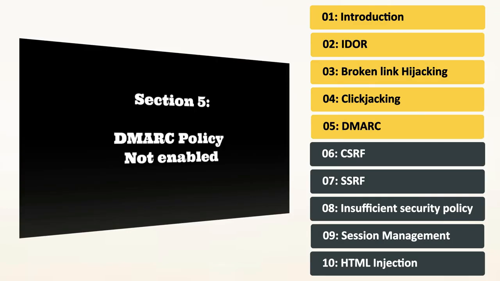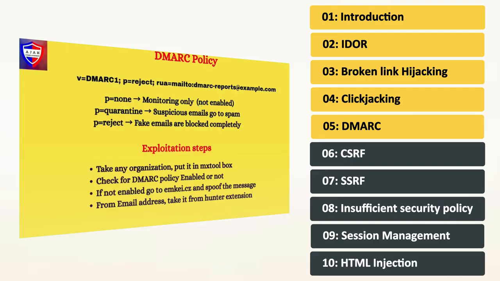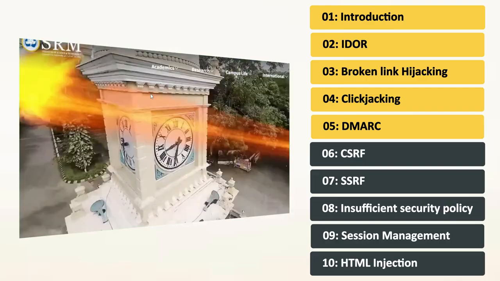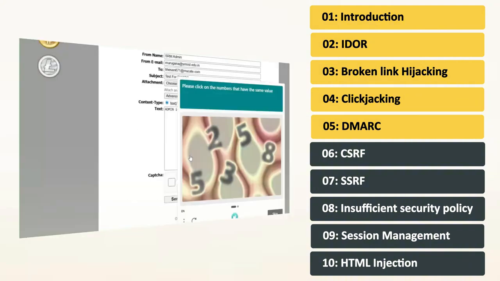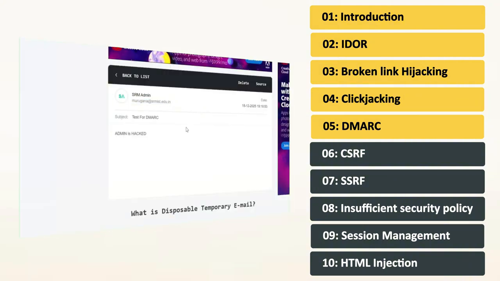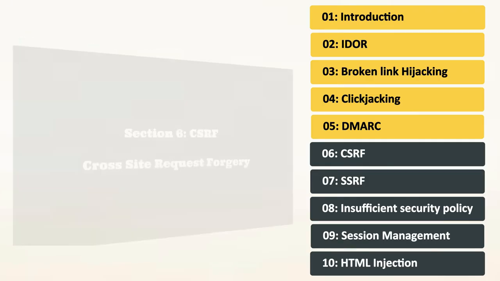Next will be section 5, which is DMARC policy not enabled. A very small section, but it has a very huge impact. We'll be looking into live hunting of DMARC policy, how DMARC policy works, and escalating DMARC policy issues to get them triaged, and it is my personal method. And finally, private POC videos and report breakdown, guys.